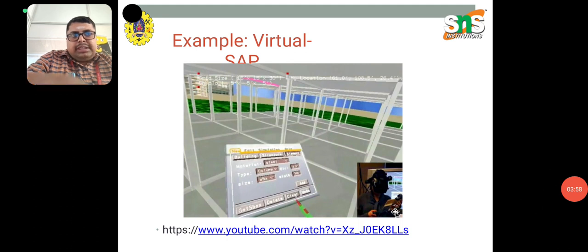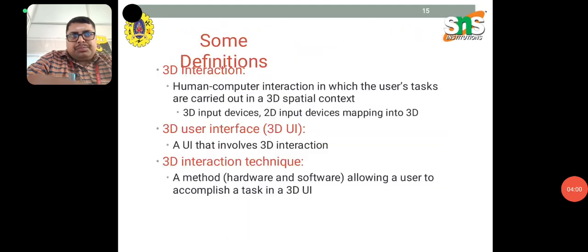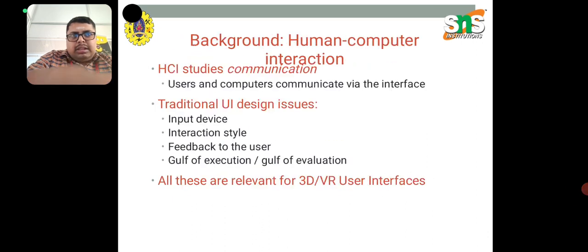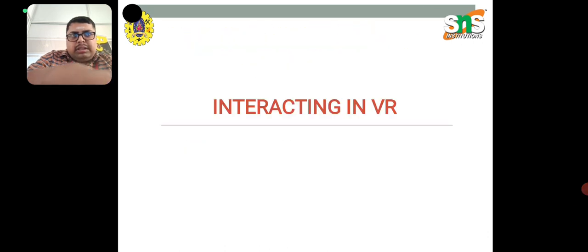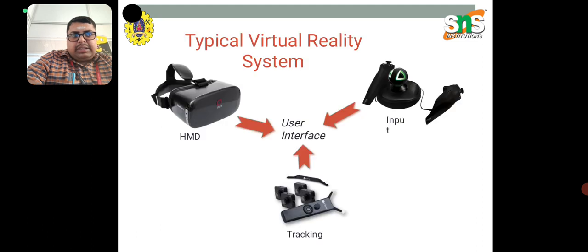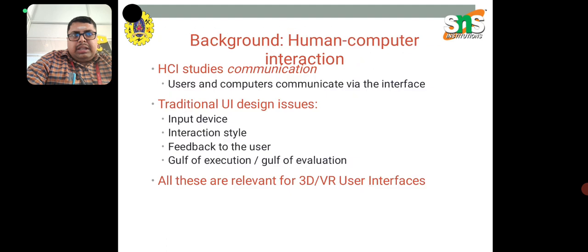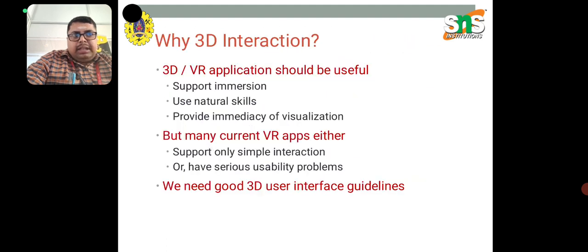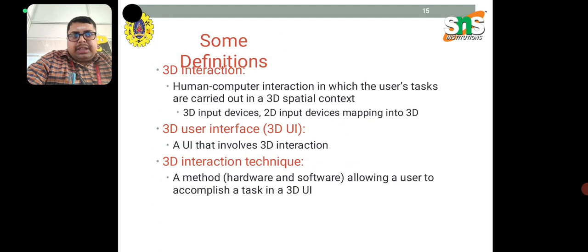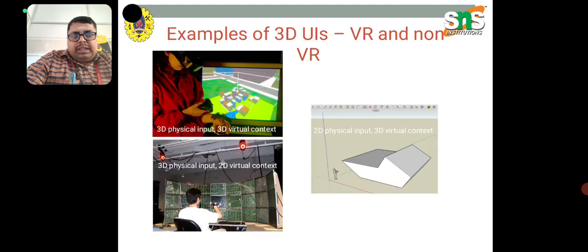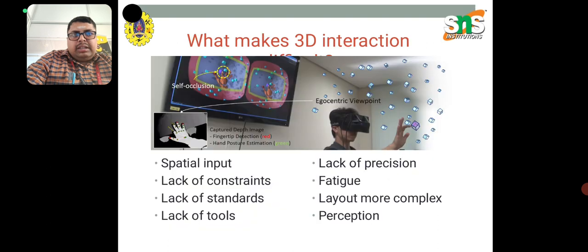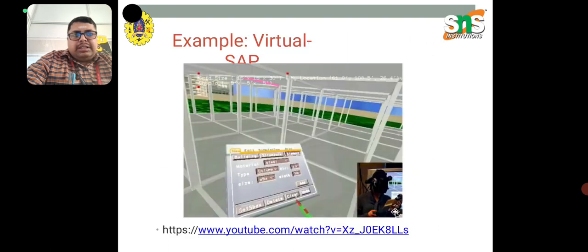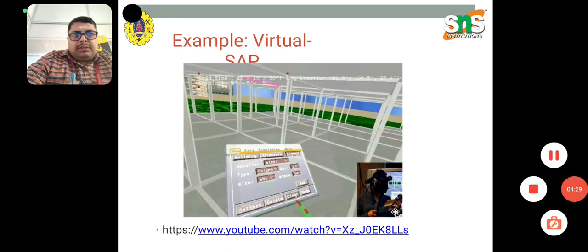Hence, in this video we have seen interacting in VR, the concept of a typical virtual reality system. Next we saw how we can interact with VR, the background of human-computer interaction, and why we need 3D interaction. Next we saw the definition of 3D interactions and examples of 3D user interfaces in VR and non-VR. Next, what makes 3D interaction difficult. Finally we saw the virtual SAP.